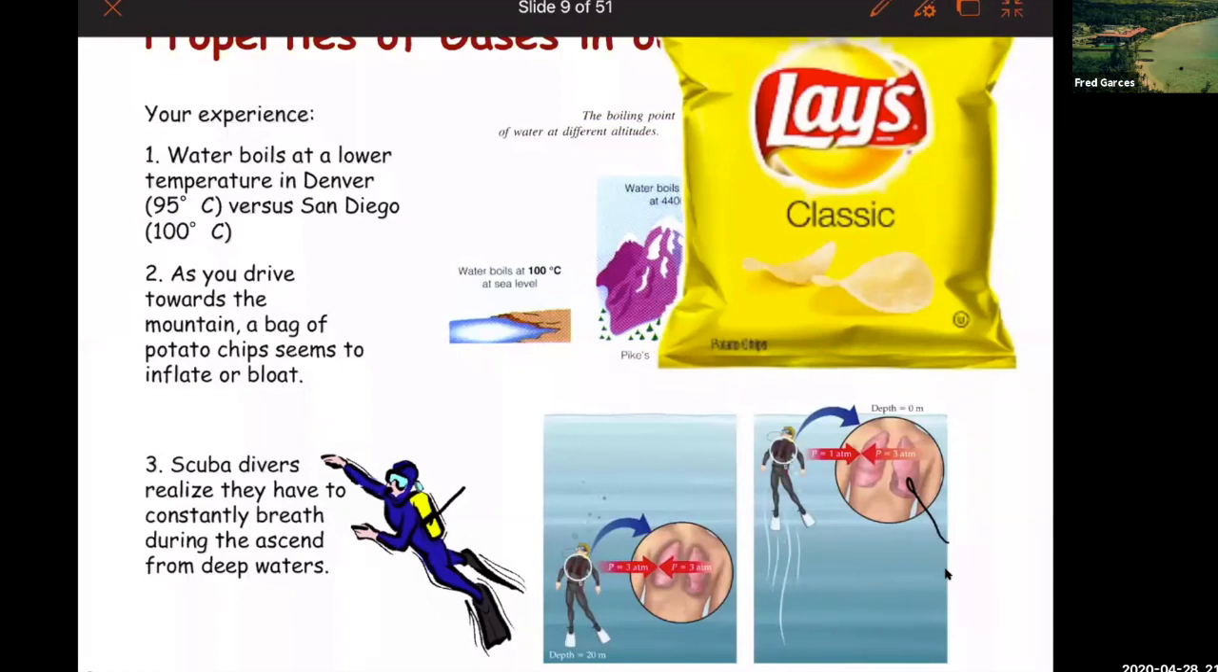Yeah, exactly. For those of you who dive, you need to exhale as you ascend. Exactly. So again, if you ever take lessons on diving, that's one of the cardinal rules that you have to remember.